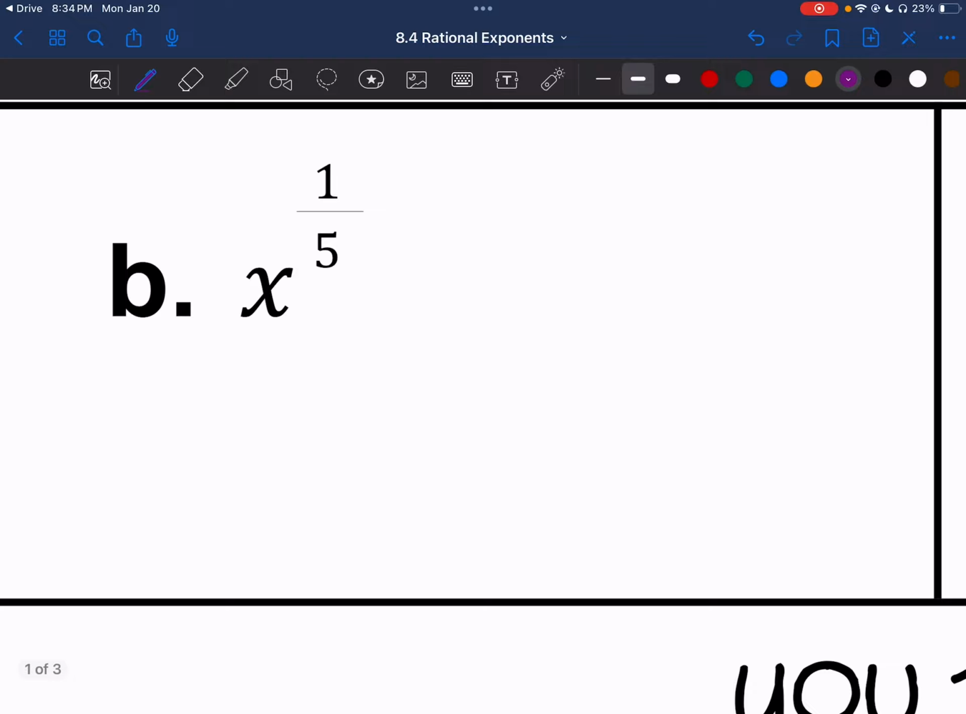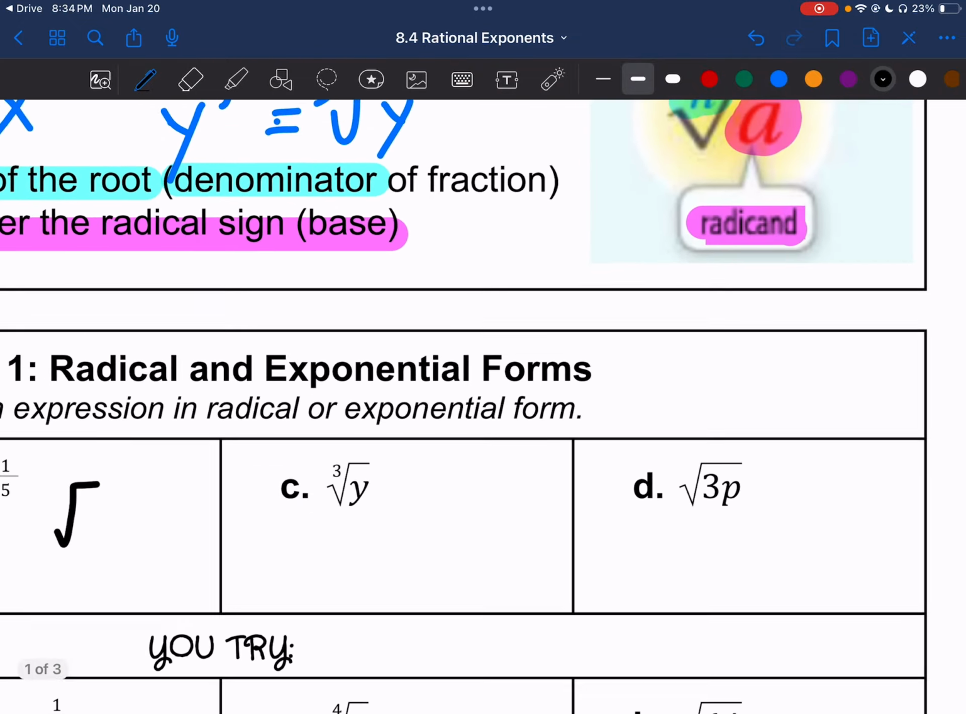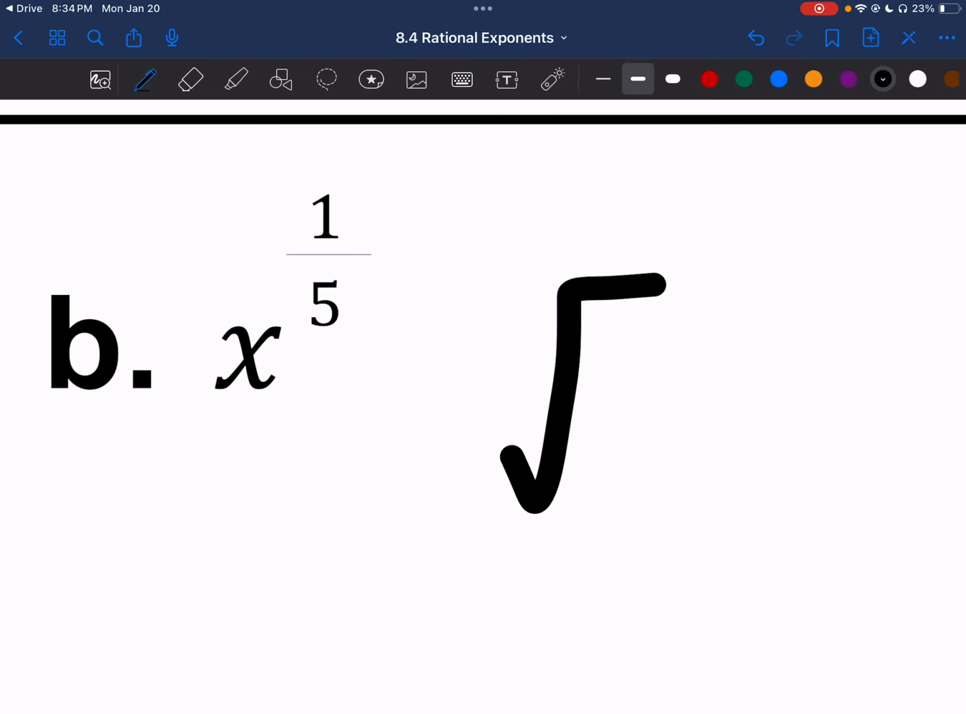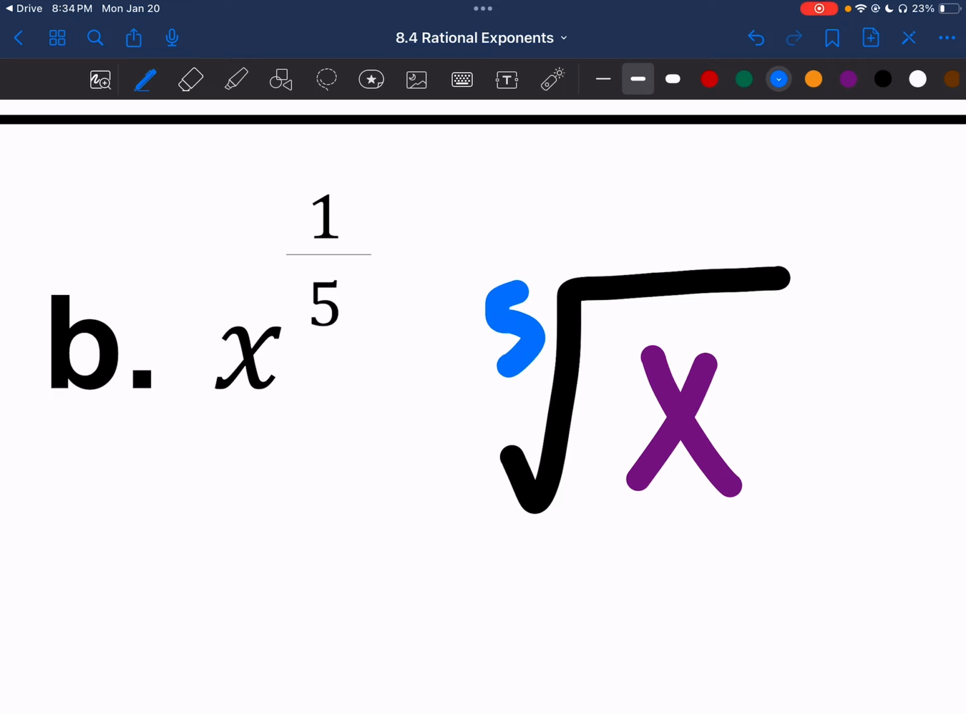So letter B, we have x to the 5th power. So we're going to start off with our radical symbol, and we need to put our base inside of it. So our base is x, and it's being raised to the 5th power, so we put a 5 in the nook of the radical symbol. So that tells us we are taking the 5th root of x.